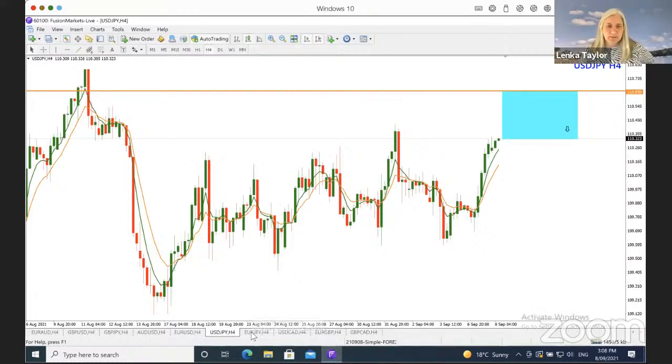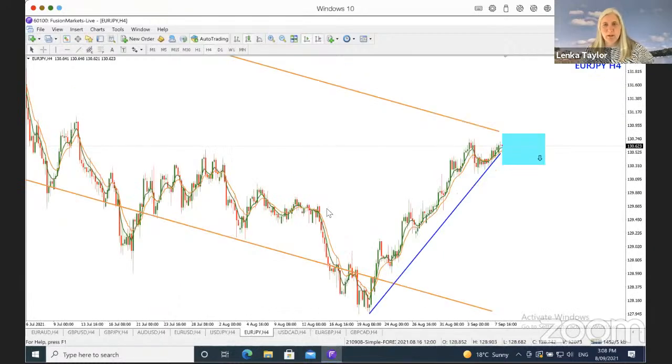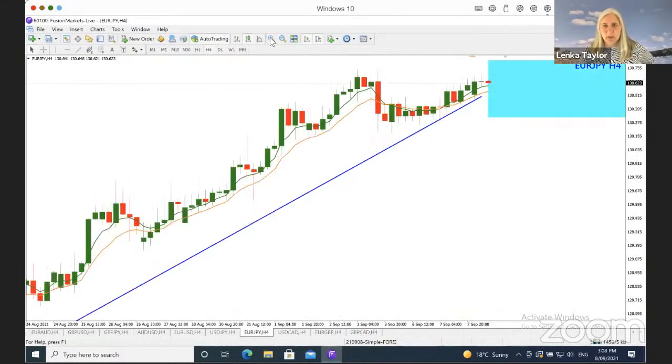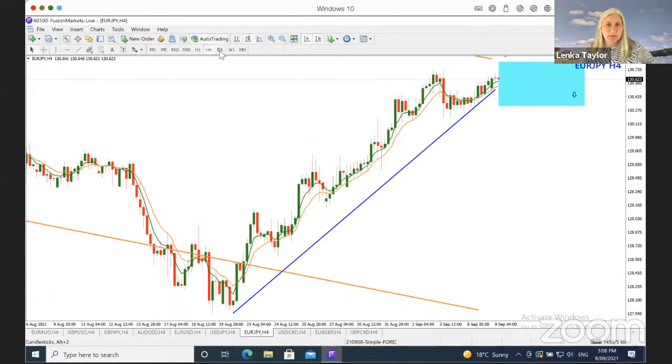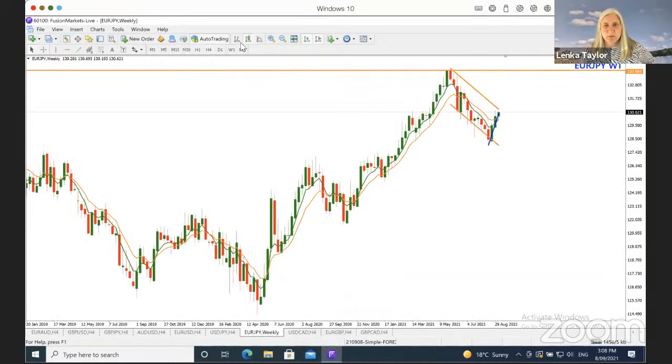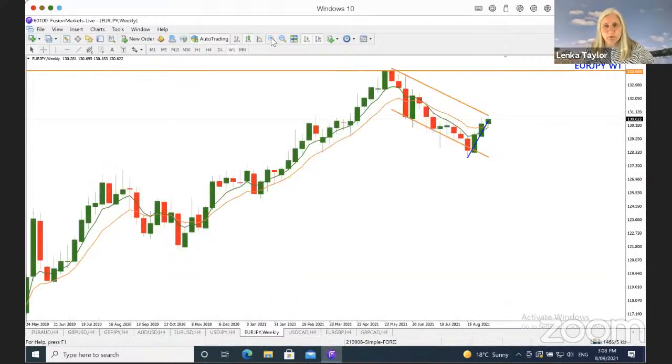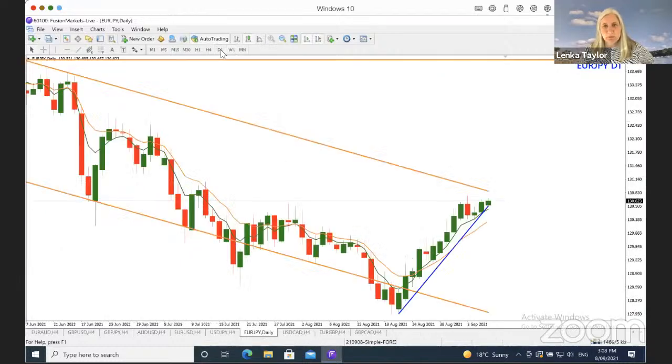All right, next currency pair, Euro JPY. I'm looking for a short. That one is at the moment setting up quite nicely, so let's see what happens. In terms of the weekly view, I'm looking at it as the channel going down off the horizontal. At the moment, we're at the top of the channel, so I would be looking at a reversal around there.